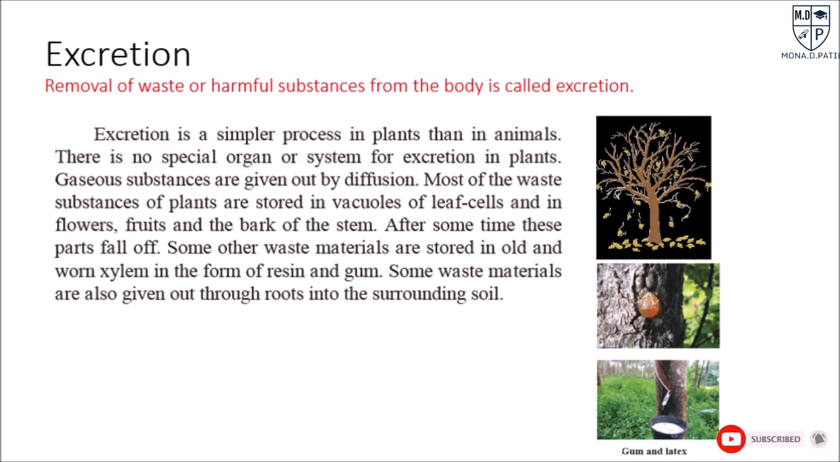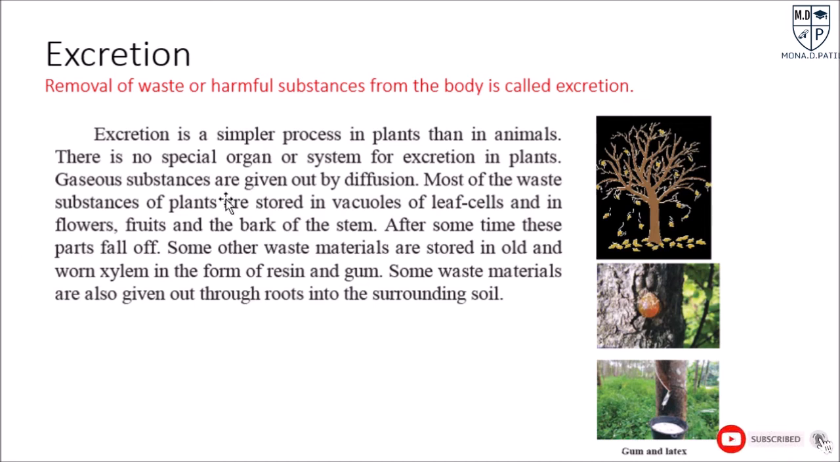So, different organisms have different methods of doing this. Removal of waste or harmful substances from the body is called excretion. In unicellular organisms, waste materials are directly eliminated across the cell surface, whereas the process of excretion in multicellular organisms is complex. So in unicellular organisms it is simple, and in multicellular organisms this process is a little bit complex or complicated.